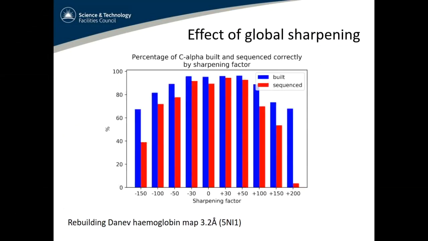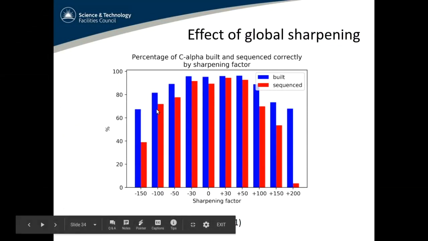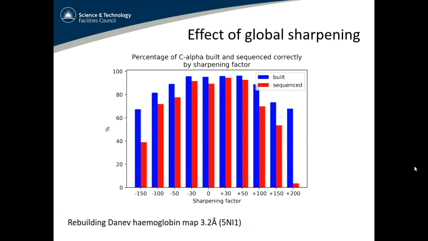This then shows the effect of the global sharpening. I mentioned that, and we saw in that example before how important this can be for the interpretability of the map when you're looking by eye. The same is true for interpretability when you're trying to do an automated model build. So here we see if we sharpen or blur by various different factors, what happens to the Buccaneer success rate, and you can see it does fall off. There's a range in the middle where you can get away with a range of different sharpenings, but go outside that, in red you see that the sequence accuracy starts to fall away, and then in blue, less severely, you still also lose the ability to build the backbone as well.